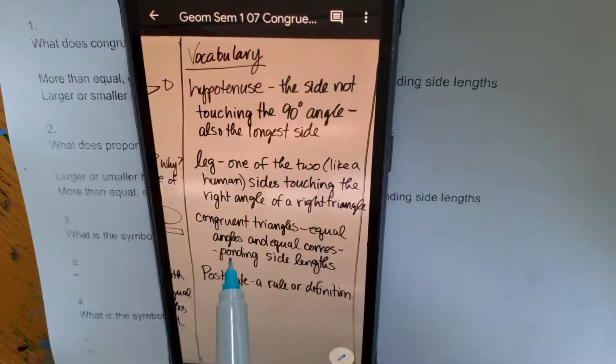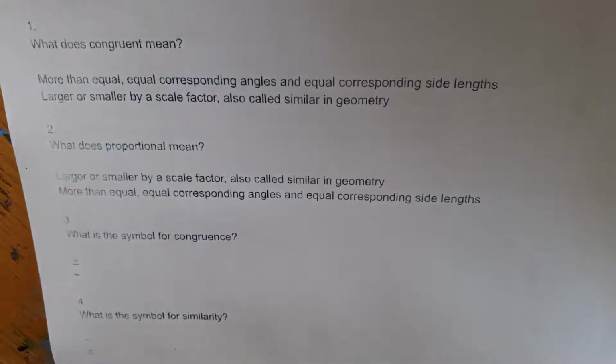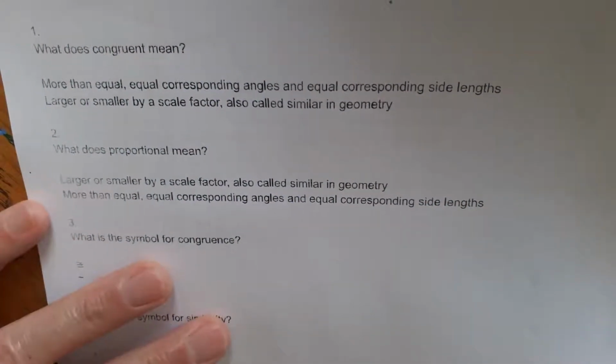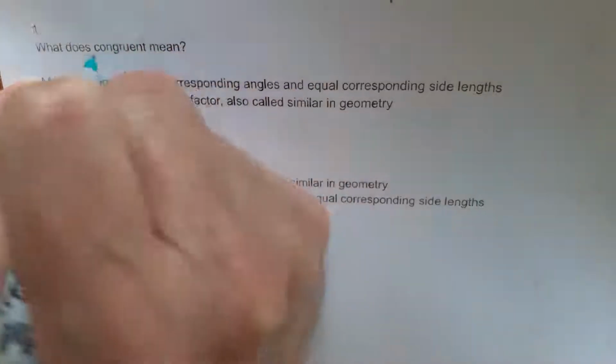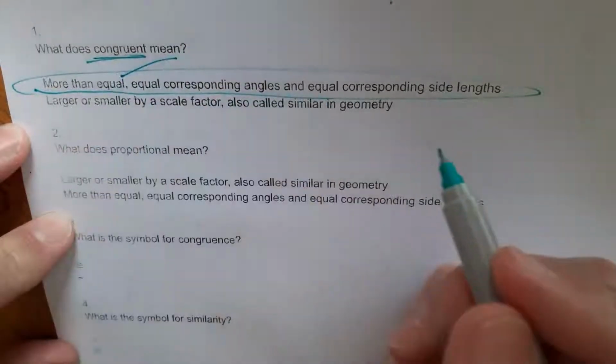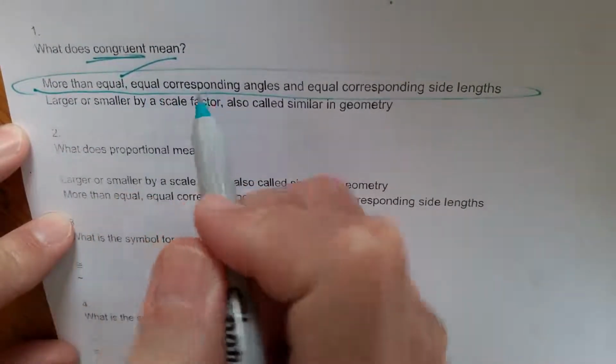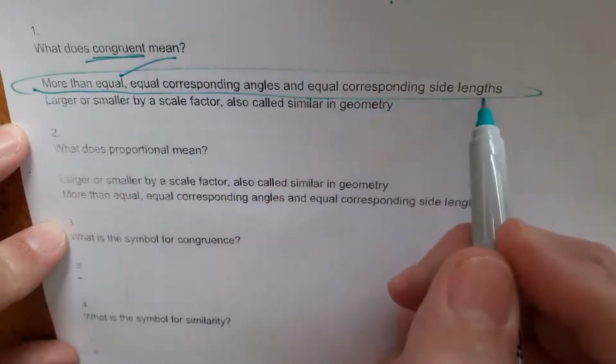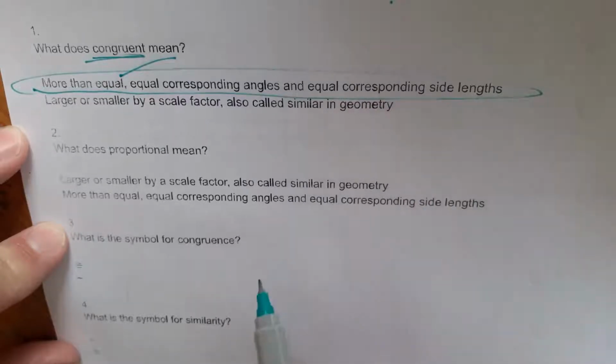Congruent triangles: equal angles and equal corresponding side lengths. Postulate: a rule or a definition. And a theorem, by the way, is something proven using postulates or definitions. So with those notes in your comp book, let's see what the problems are in this problem set. What does congruent mean? It means more than equal. Well, I would say multiple aspects of equality: equal corresponding angles and equal corresponding side lengths, right?